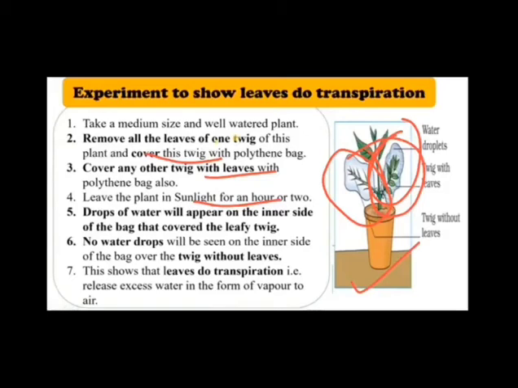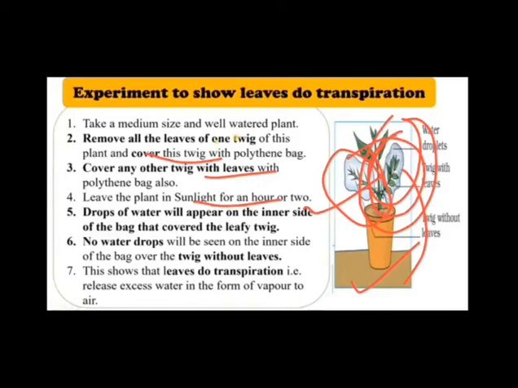Here we removed the leaves of the twig, so there is no water over here, so we didn't notice any transpiration. And in this part we didn't remove the leaves, so we have seen the droplets of water. This means that the leaves carry out the process of transpiration. So this proves that leaves do transpiration, right?